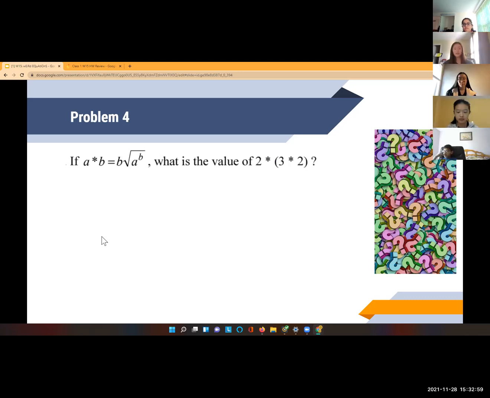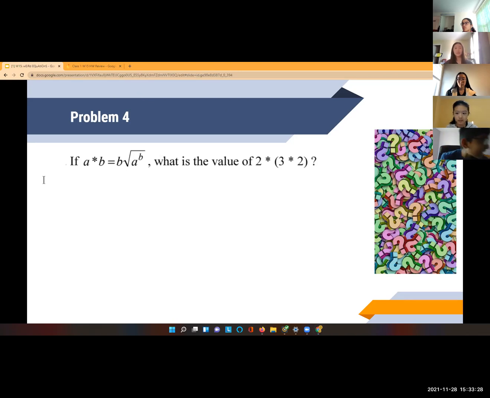Okay, our last example with weird equations. I think this one looks the most intimidating, in my opinion. First we see that a asterisk b equals b times the radical of a to the b. So we have to do 2 asterisk (3 asterisk 2).